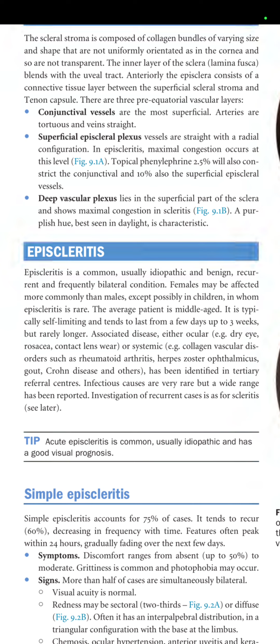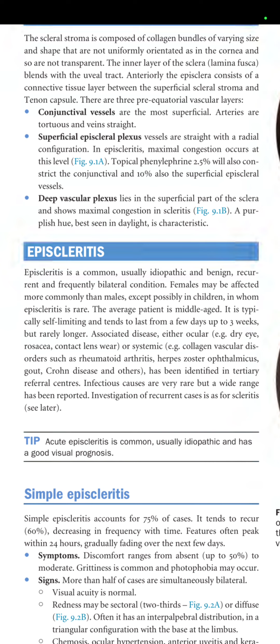Conjunctival vessels are superficial and their arteries are tortuous and veins are straight. Superficial episcleral plexus vessels are straight with a radial configuration. In episcleritis, maximal congestion occurs at this level. Topical phenylephrine 2.5% will constrict the conjunctival vessels, and 10% also the superficial episcleral vessels. The deep vascular plexus lies in the superficial part of the sclera and shows maximum congestion in scleritis. A purplish hue best seen in daylight is characteristic.